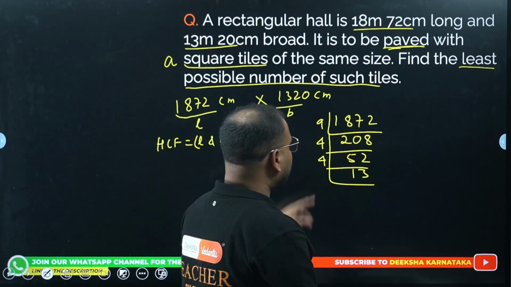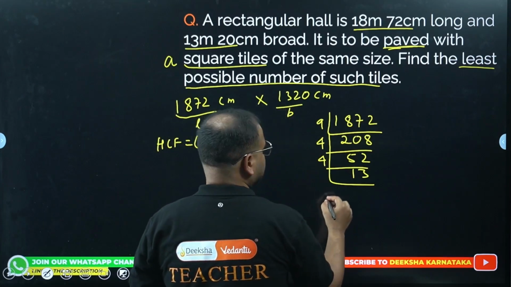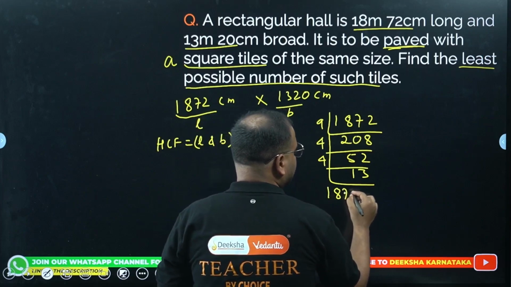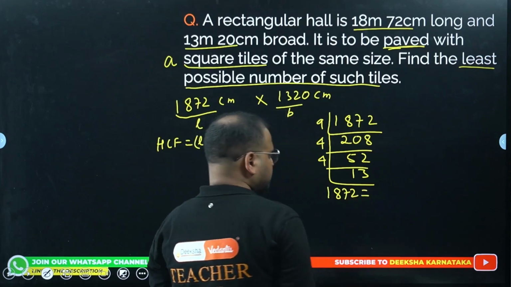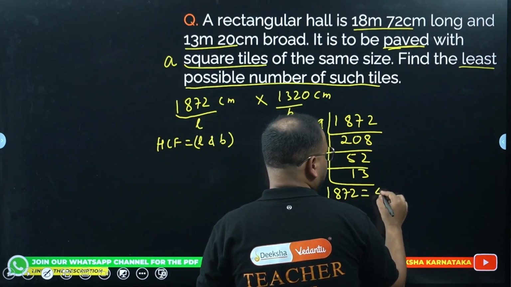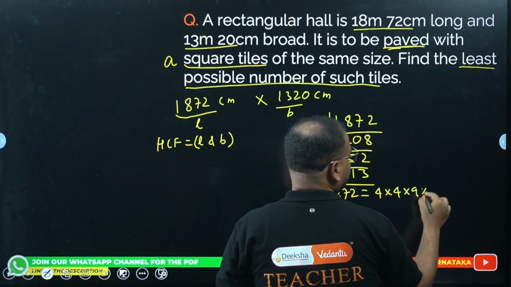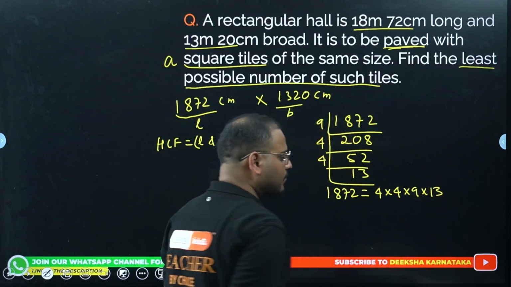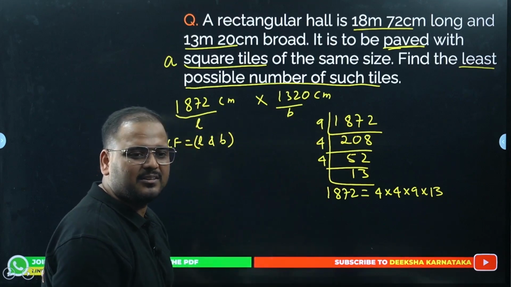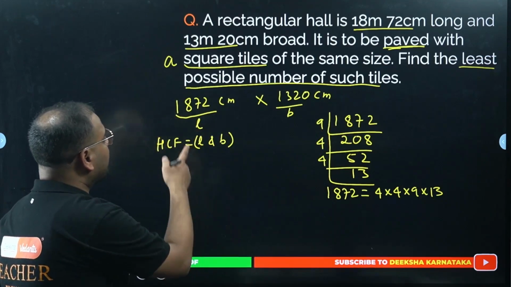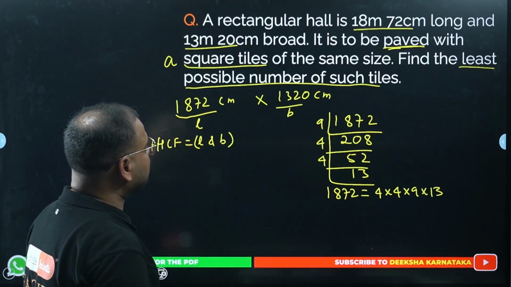Great. So what can I write this 1872 as? 1872 is nothing but 4 into 4 into 9 into 13. Okay. Prime factors, we'll deal with it when we come to that. Now let's do 1320.